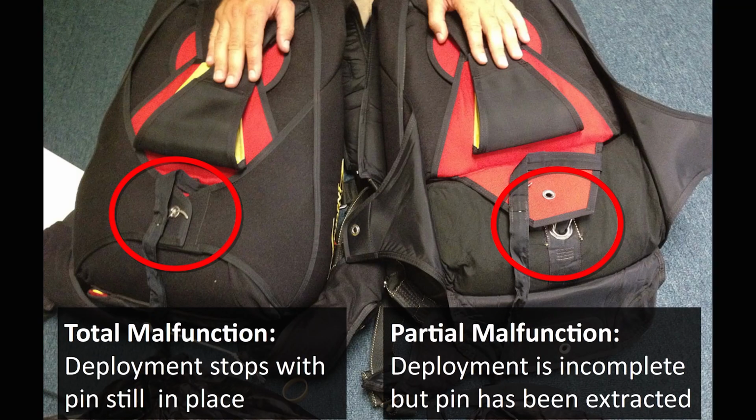How many tries do you think you get with this one? That's right, only 2. Remember to check your altitude in between each try. If on that second try you look back, make sure to glance at your flaps and make sure you haven't pulled your pin. If you pulled your pin, it's a partial malfunction. If your pin is still in place, it's a total malfunction.